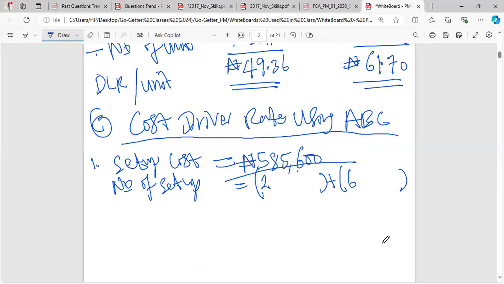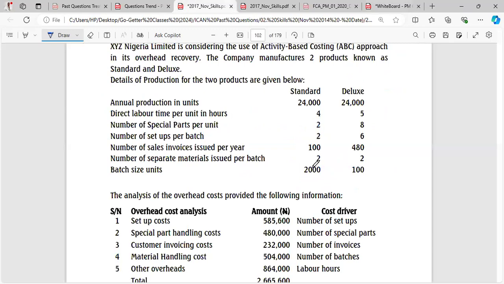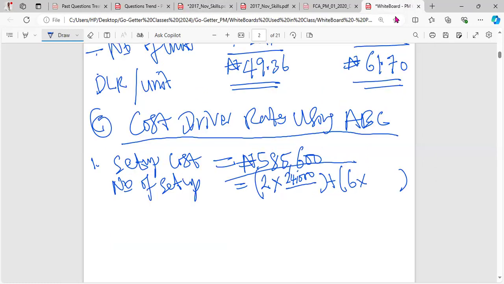I'll do it here. I'll say multiply by the batch size. We don't know the batch size. But to get the batch size, you need to bring the total number of units produced divided by the batch size units. This is 200, this is 2000, this other one is 100. So this is 2000 here.